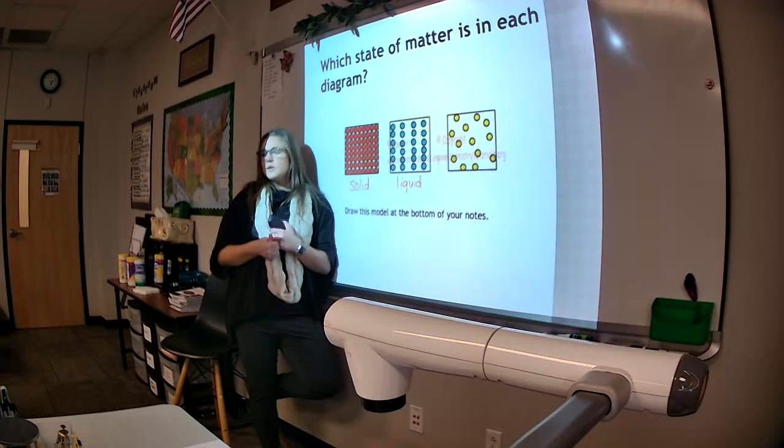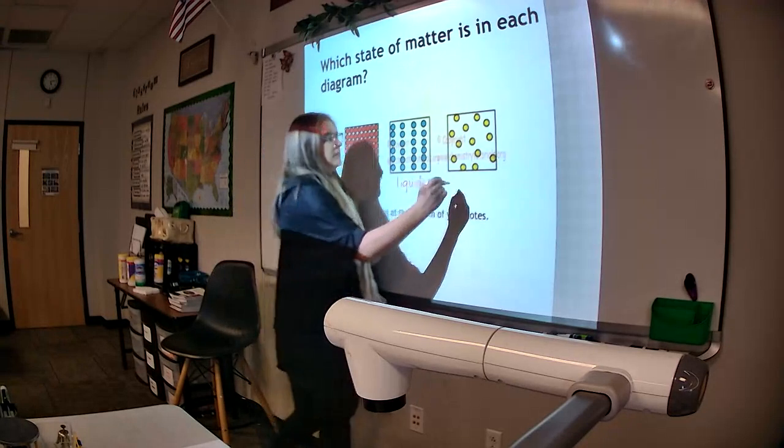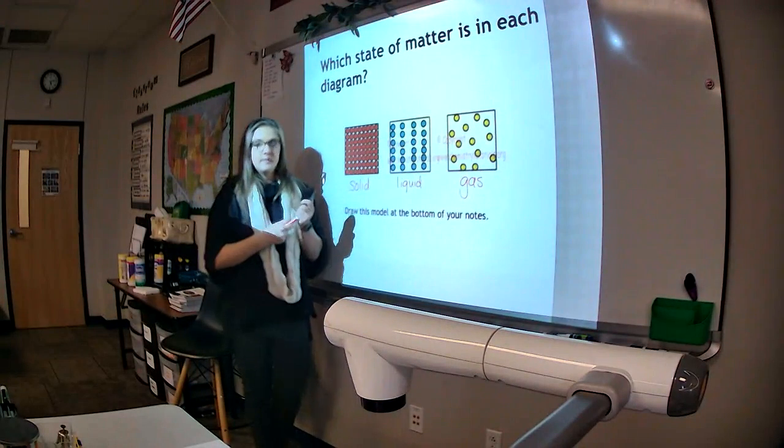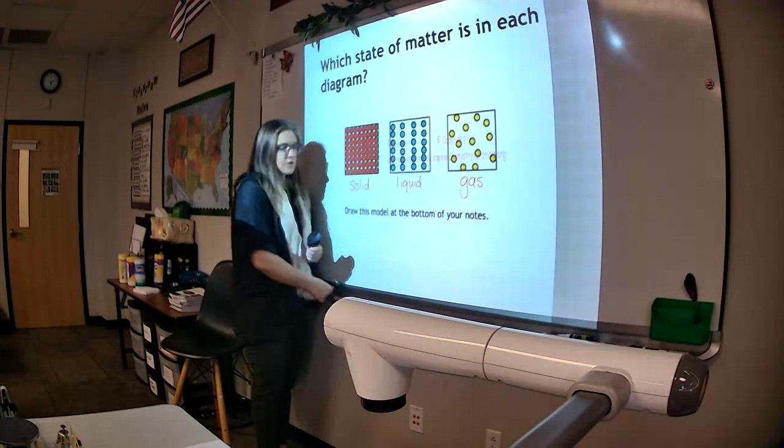Then the last box, you're going to draw a box as well with atoms, but these atoms are much, much further apart. And then we're going to label that picture the gas. Again, to get it from solid to liquid to gas, you need to add energy and get those atoms moving even more.